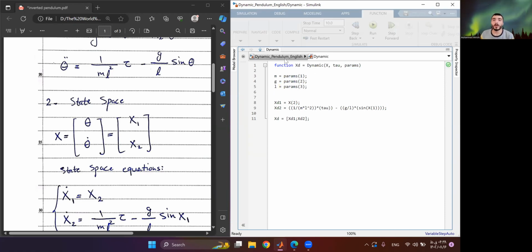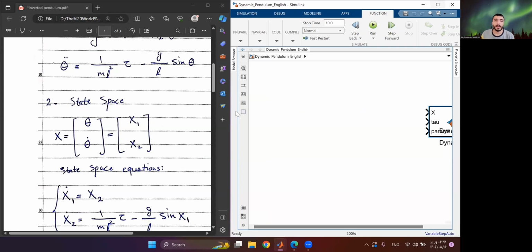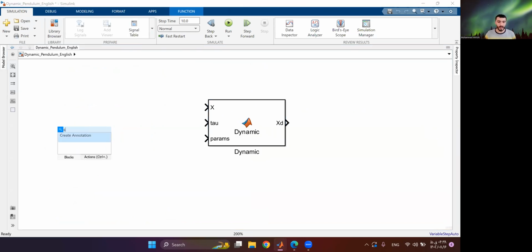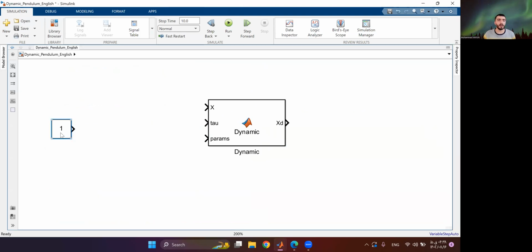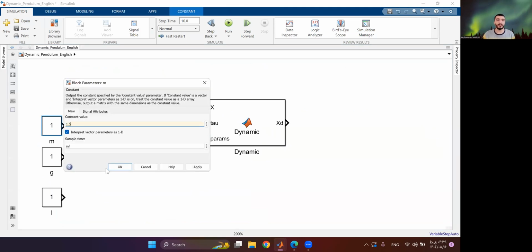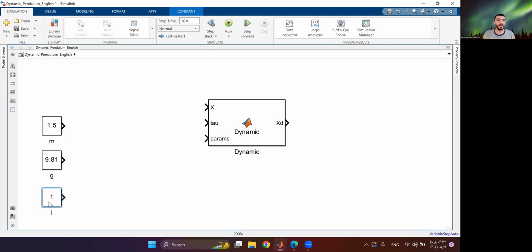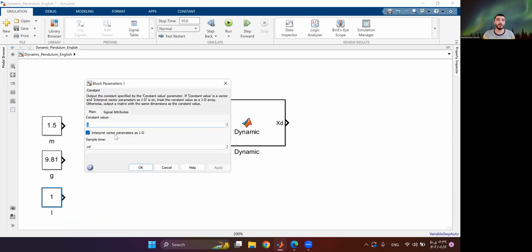Okay, we go back to the simulation here. This MATLAB function will provide our dynamic equations. So I add a constant block for defining the constant parameters as m, g, and l. I consider m as, for example, 1.5 kilograms, and g, we all know that is 9.81, sorry. And I consider the length of the pendulum as, for example, 1.5.